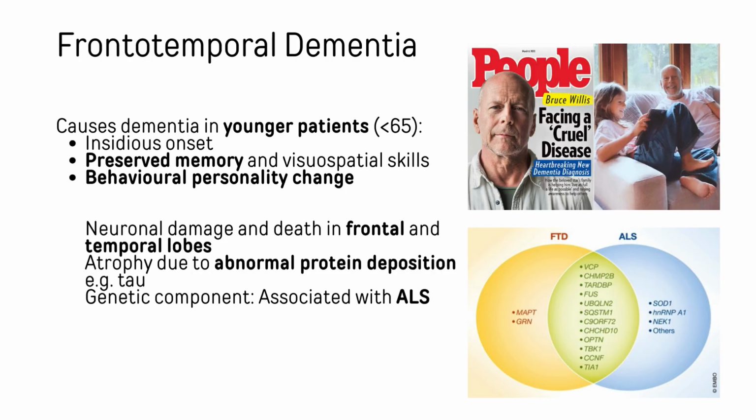The last one being frontotemporal dementia. This typically causes dementia in younger patients. There may be preserved memory and visuospatial skills and behavioral personality change. You can have neural damage and death in the frontal and temporal lobes, atrophy due to abnormal protein deposition, and it is associated with ALS.